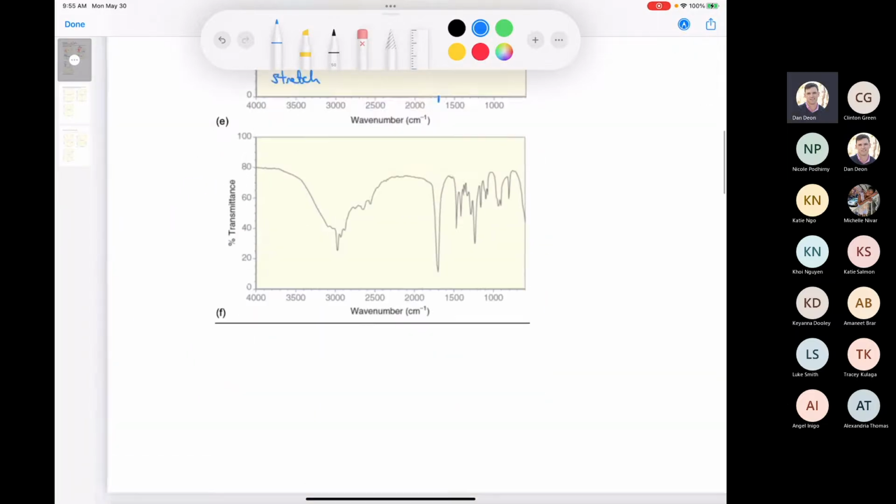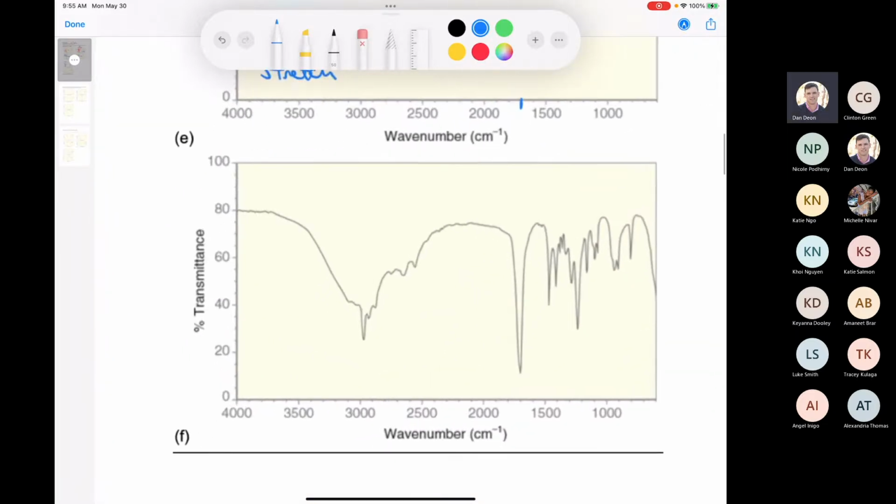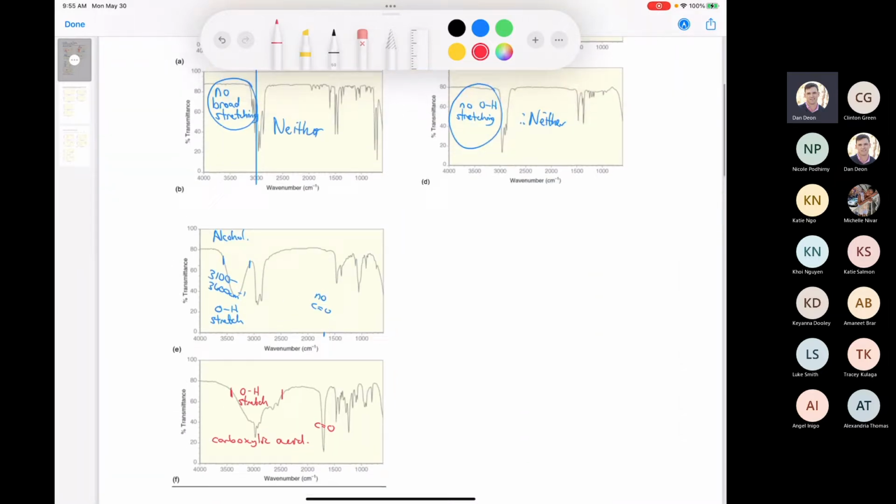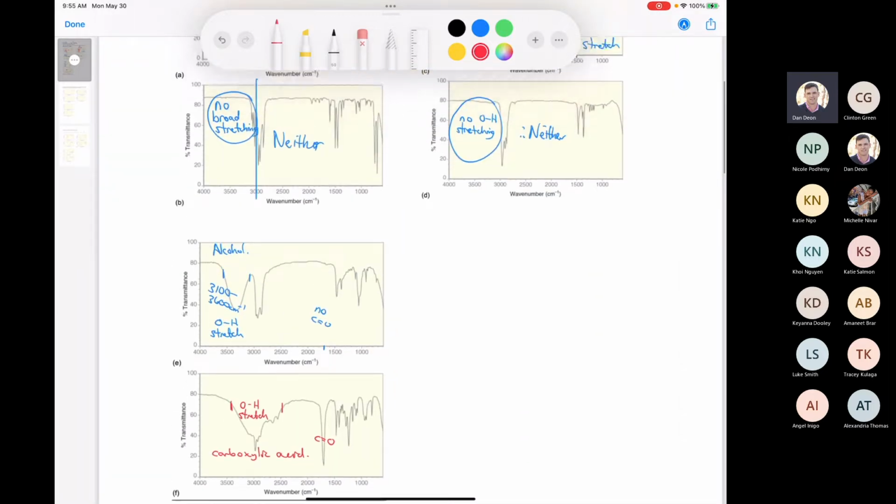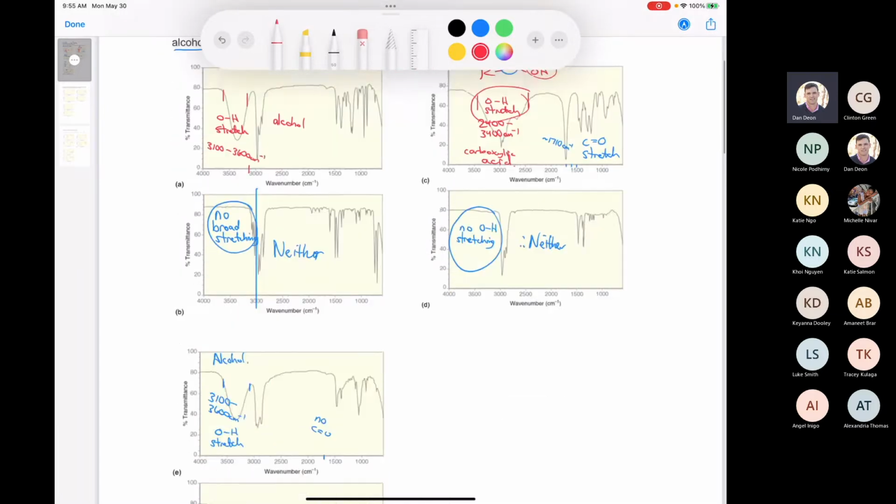Good. And then the last one, F, what do you think? What about F? What functional group? Absolutely. All right, we have so much broad stretching here. This is the oxygen-hydrogen stretch. And this is the carbonyl. And so this is a carboxylic acid. There you have it, folks. So there's your first problem: distinguishing between an alcohol, a carboxylic acid, and neither.